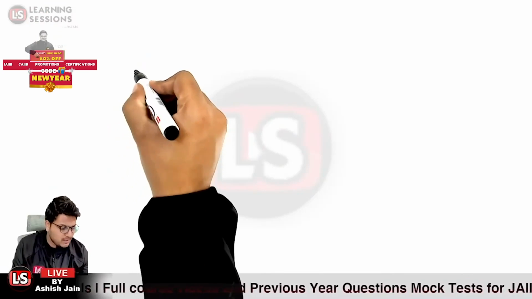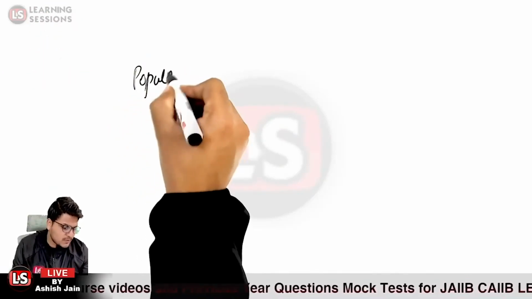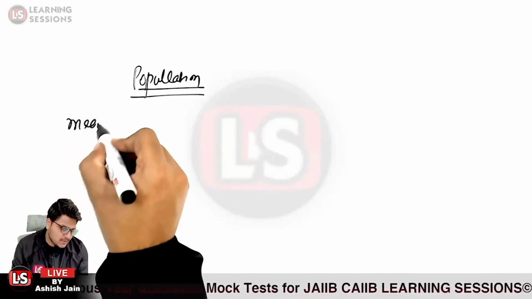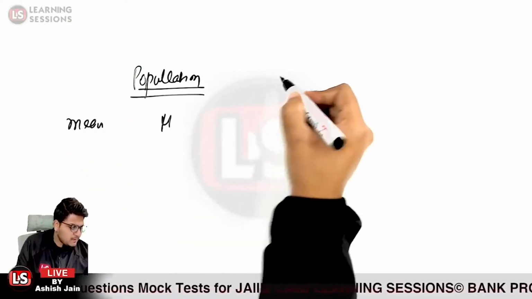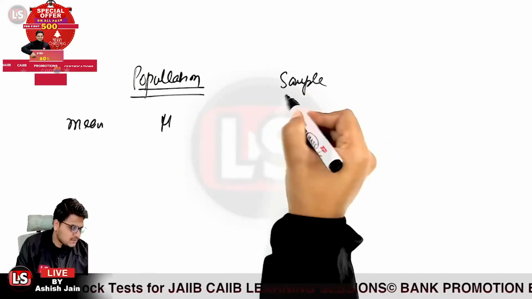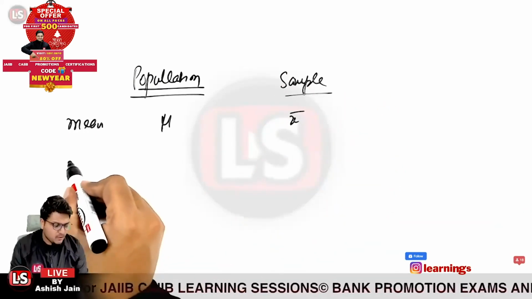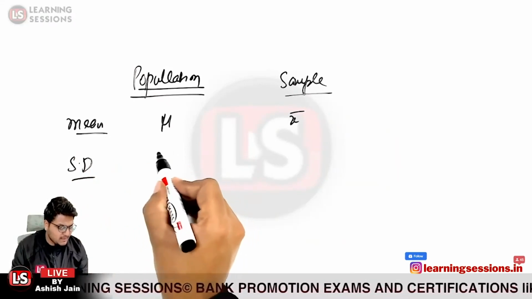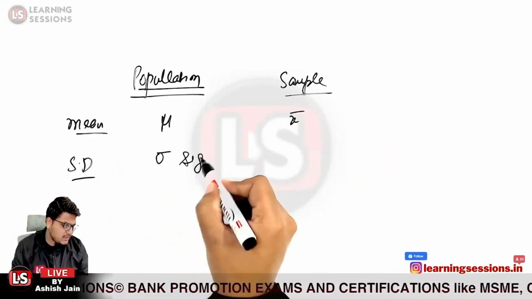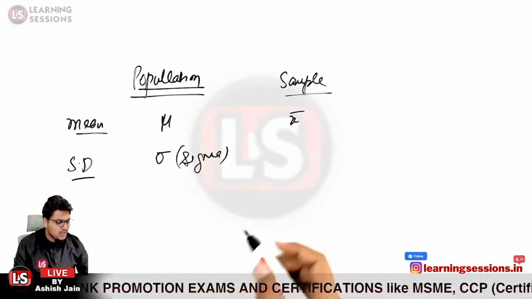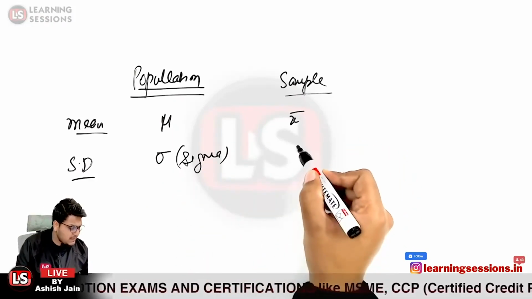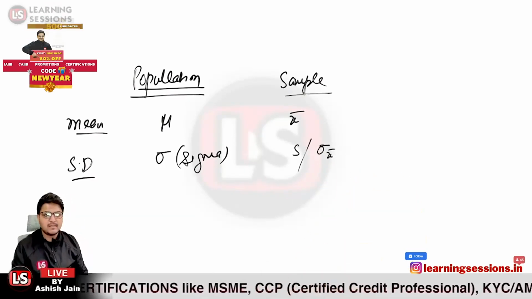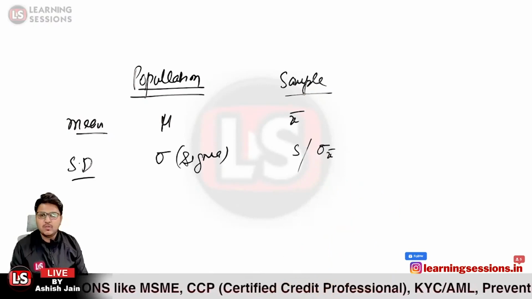Okay, so let me give an example related to it. First of all, we are considering it related to population. For population, the mean is represented as mu, and in the case of a sample itself, it is represented by x bar. When we talk about the standard deviation, it is represented by sigma in the case of population, and for sample, it is represented by small s, or we simply write sigma x bar. Any of these can be used for this purpose.